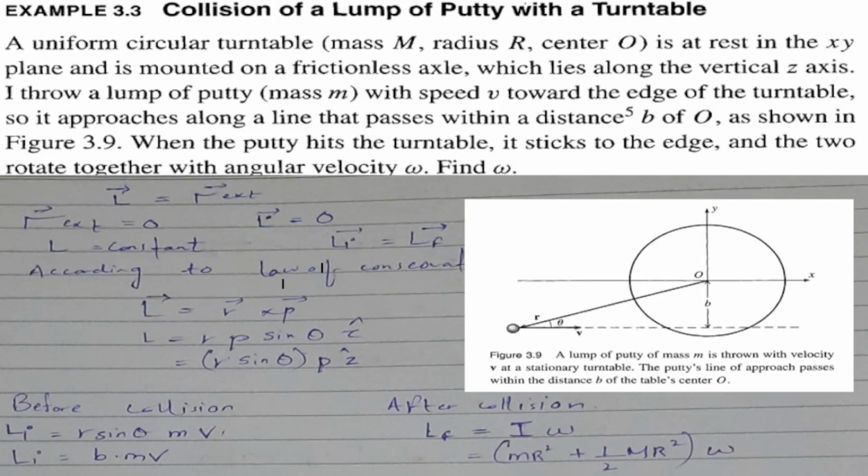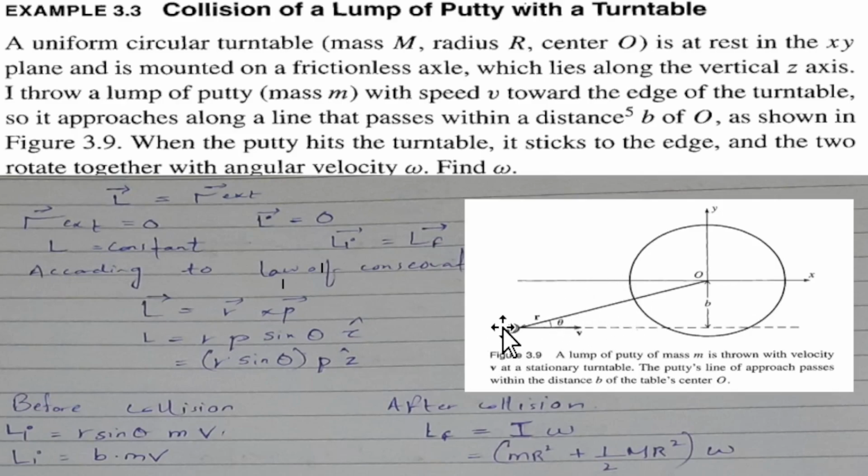Start example 3.3, collision of a lump of putty with a turntable. So you can see a uniform turntable of mass m, radius r, which is at center O, is at rest in the xy plane and is mounted on a frictionless axle which lies on the z-axis.